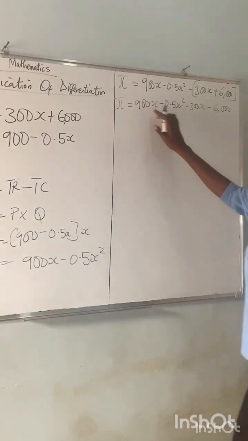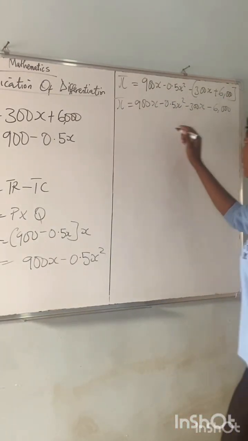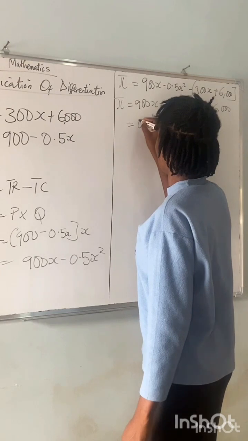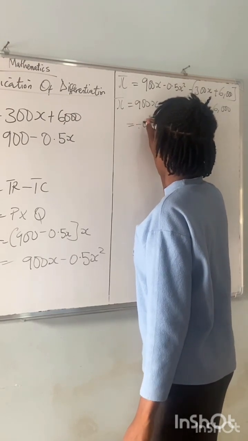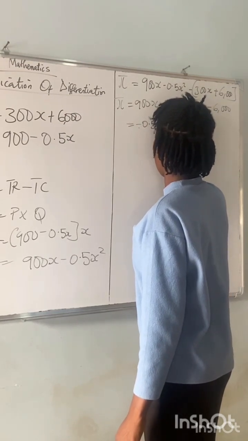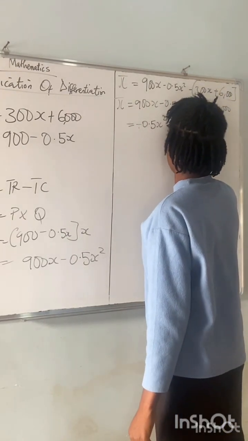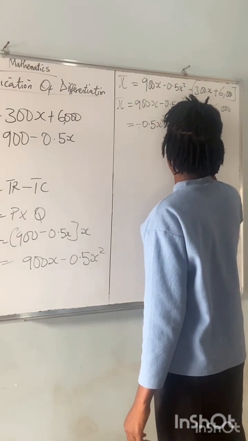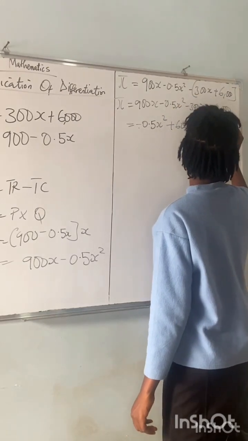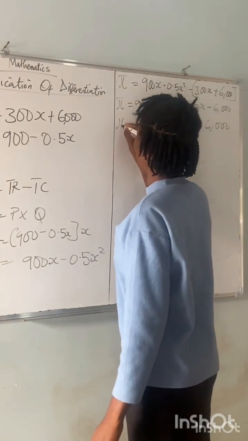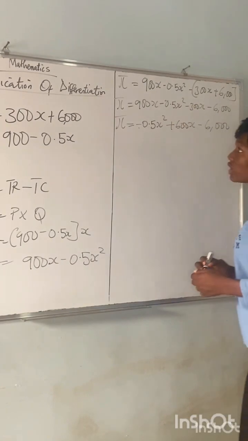Now let's collect like terms. We have -0.5x squared. 900x minus 300x gives us +600x, then -6,000. So we have gotten our profit function.